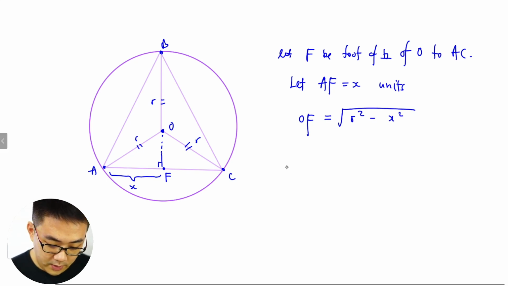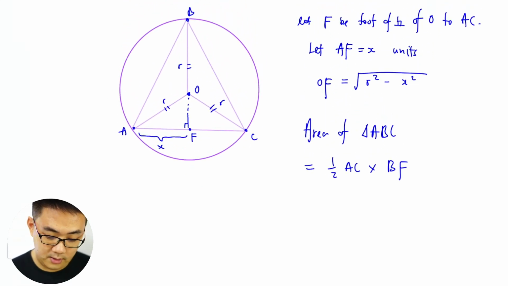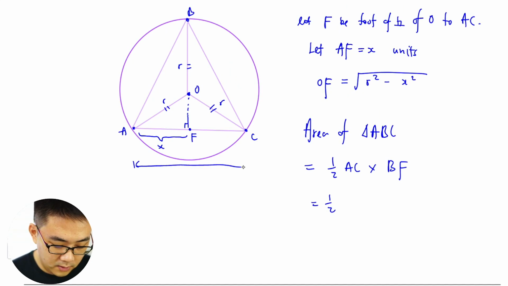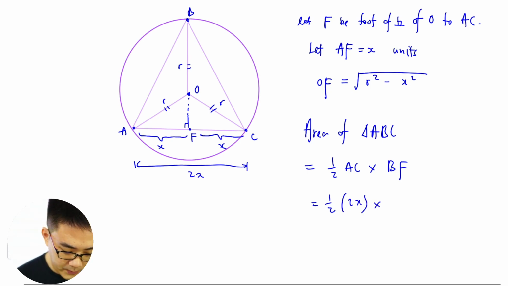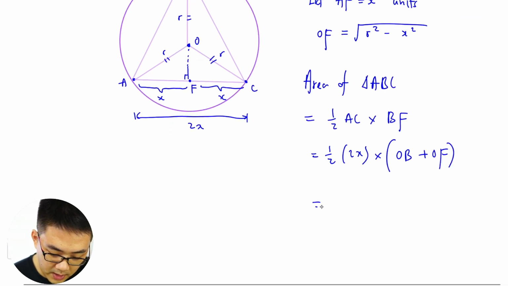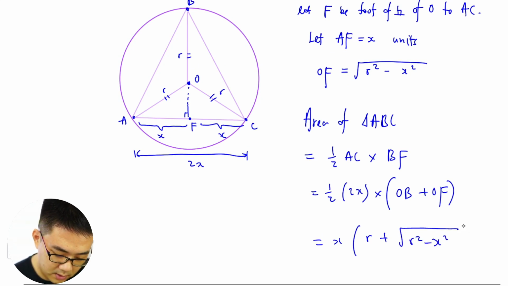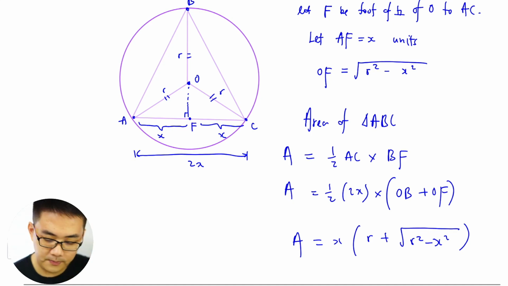That's pretty okay. Then the area of triangle ABC would then be half AC times BF. So this is half, AC is actually 2X, right? And this BF would be R plus OF, OB plus OF. Then this will just be X multiplied by OB, which is actually R plus the square root of R squared minus X squared.